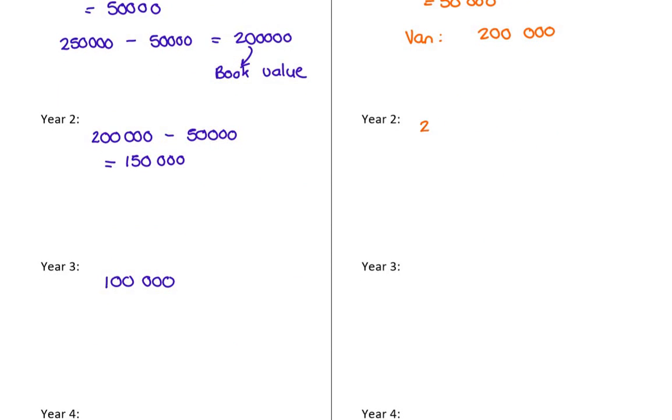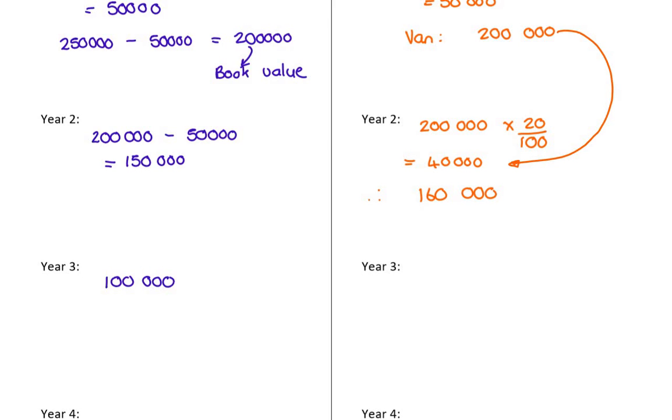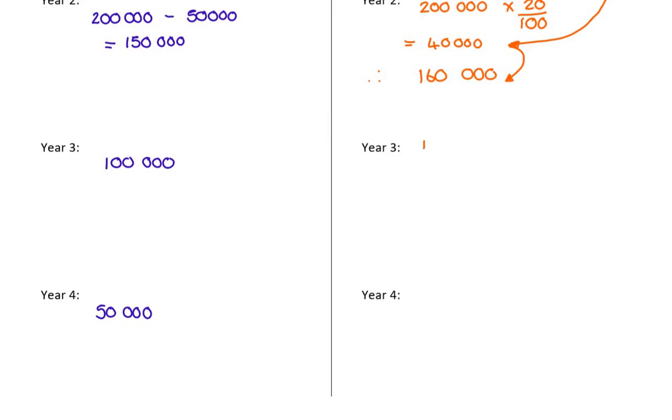However, in year 2, it's now going to be 200,000 Rand times 20% is what I will be losing. Now that's 40,000 Rand. So that means that this van is worth 160,000 Rand because I've taken the current value, subtracted my depreciation, and I've got 160,000 Rand. At the end of year 3, my depreciation is now going to be 20% of the current value. So 20% of 160,000 Rand, which is 32,000 Rand. So now the book value of my van is 160,000 minus 32,000 Rand, which is 128,000 Rand.